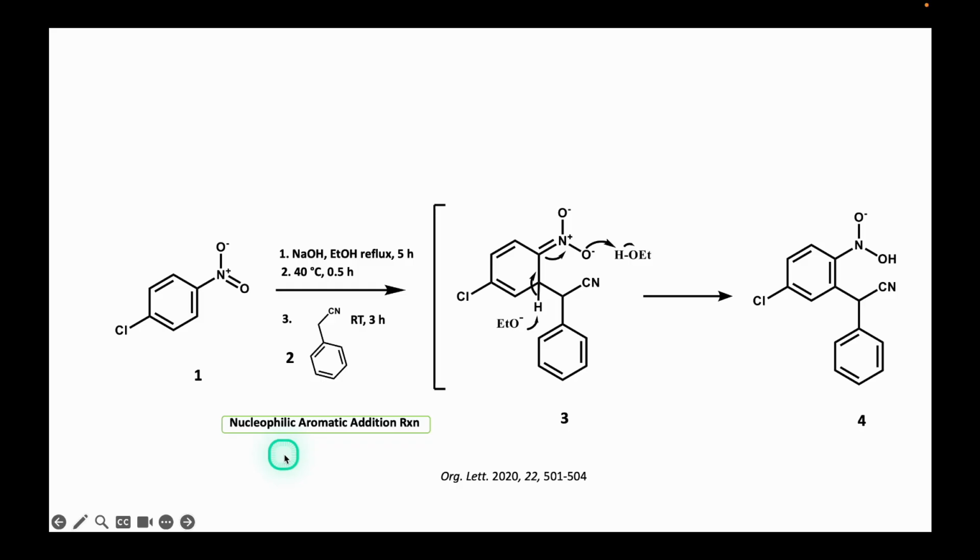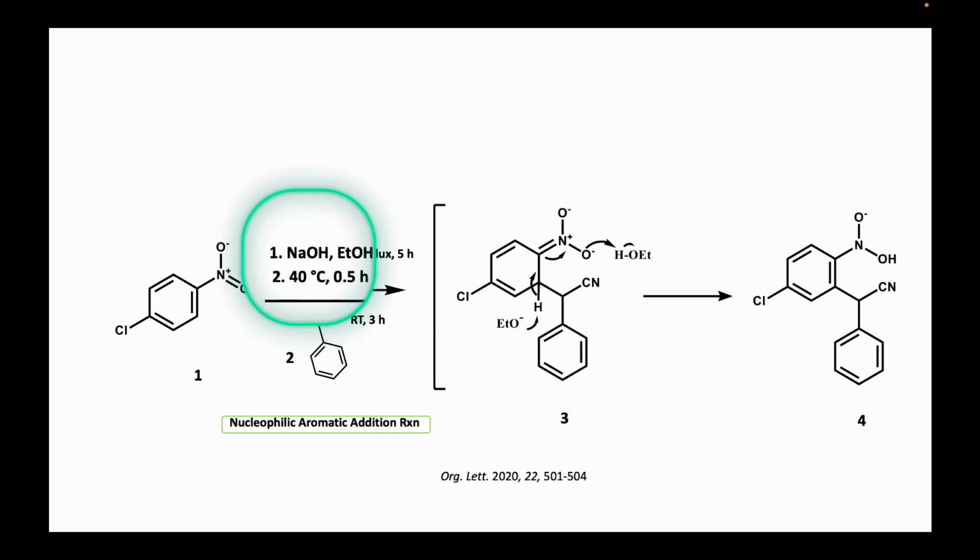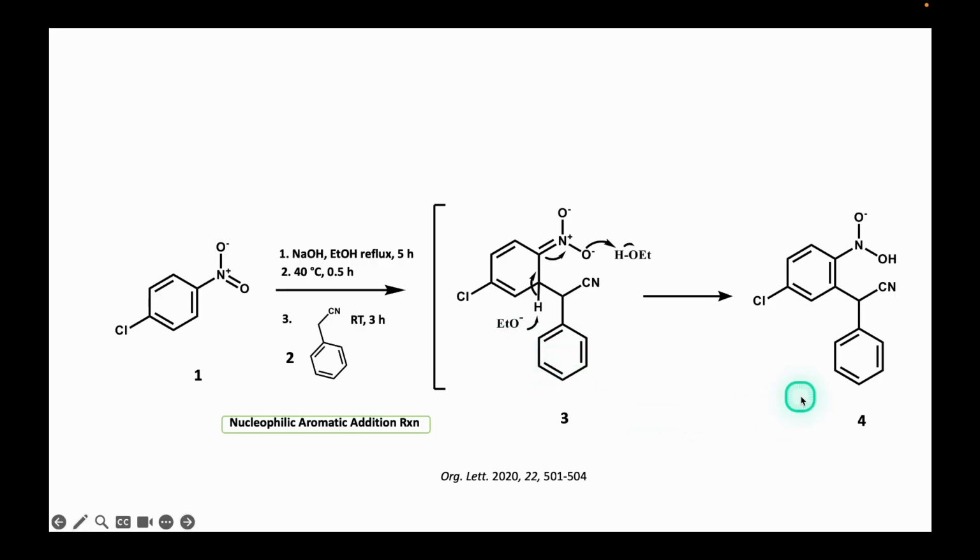The nucleophilic aromatic and regioselective addition to chloronitrobenzene 1 is facilitated by the presence of the nitro group to react with the conjugate base of phenylacetonitrile, which is formed by using sodium ethoxide so that it can then produce intermediate 3. This compound then undergoes aromatization in the presence of the base, leading to the formation of intermediate 4.